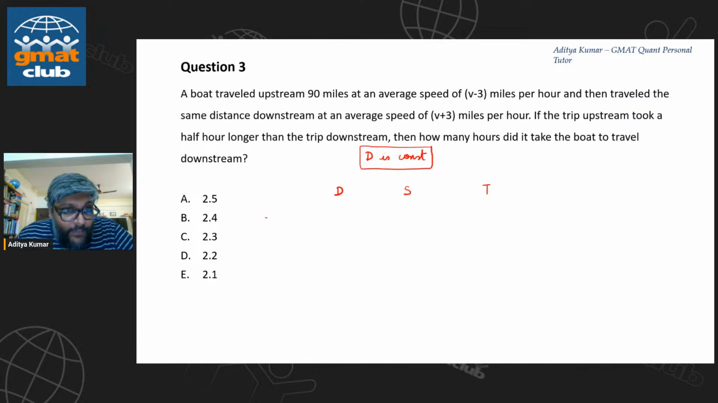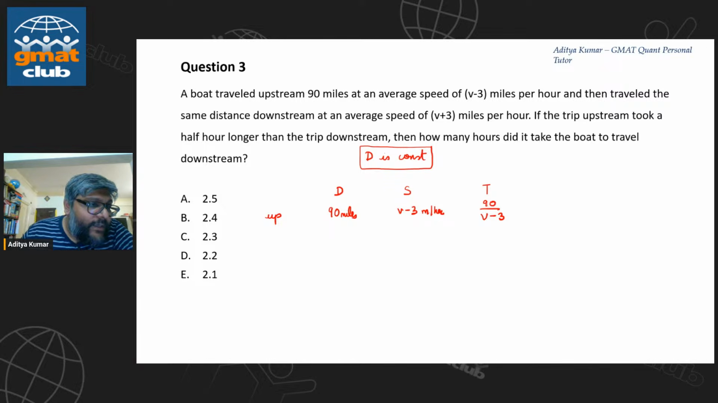So a boat traveled upstream 90 miles at an average speed of v minus 3 miles per hour. So immediately what can I do? I can say that time is distance by speed. So 90 divided by v minus 3. Try to use the information to your advantage, right? Everything boils down to the fundamental usage of speed is equal to distance by time. If they've given you the distance is 90 and the speed is v minus 3, why would I introduce another variable for the time?